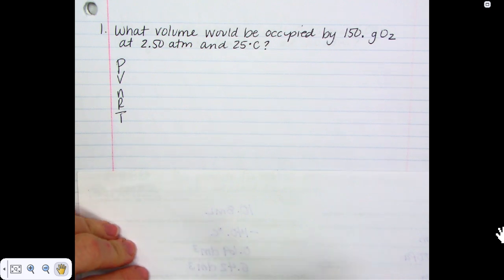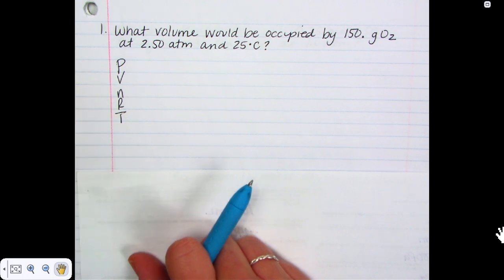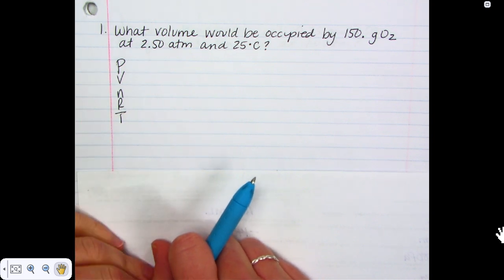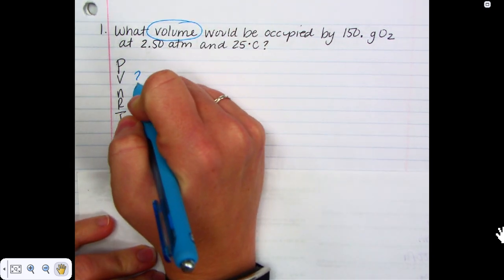So I'm going to go right through my problem just like we did the other day. I'm going to identify my variables. I'm going to put them in my list. I'm going to see what I have left. So number one, what volume? Well, that means I'm solving for volume. So volume is my question mark.